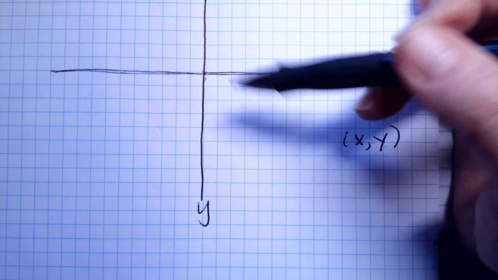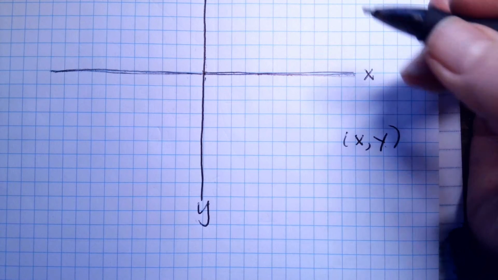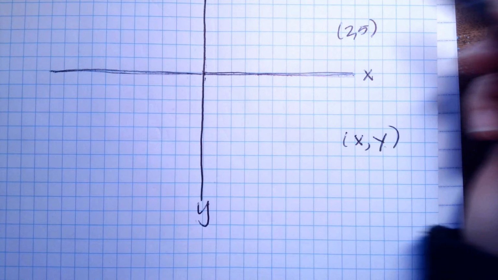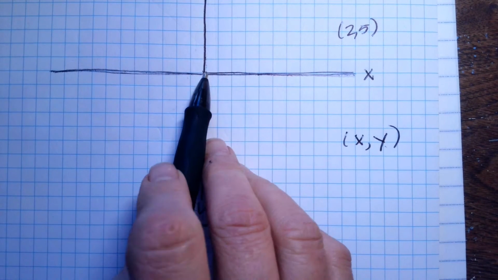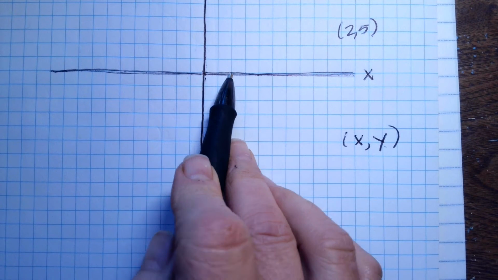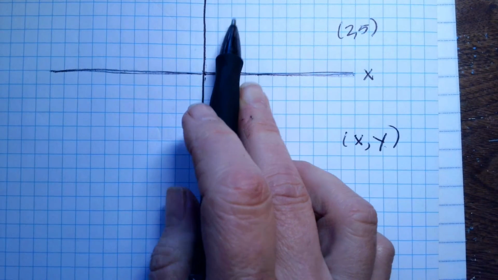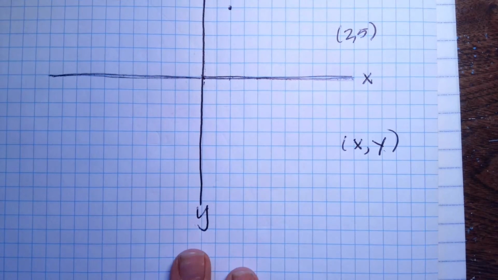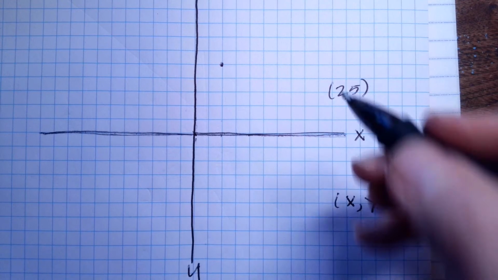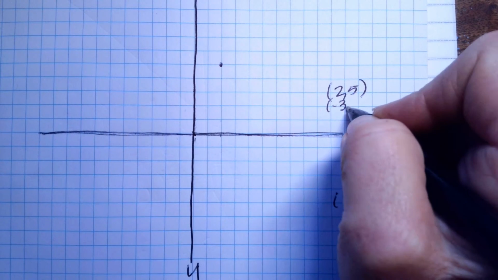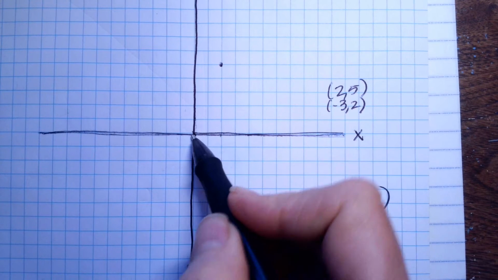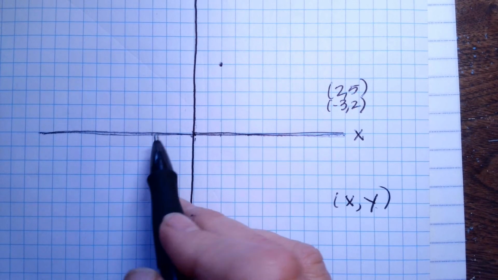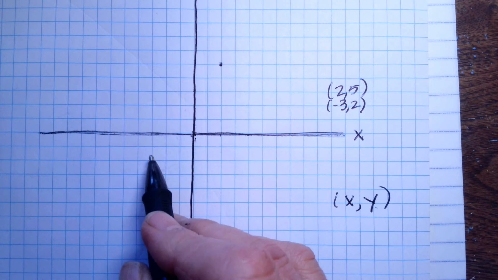So we'll do the examples that she gave, which were 2 and 5. You're going to go over 2 and up 5: 1, 2, 3, 4, 5. And then you're going to put a point there. The next one is negative 3 and 2. You're going to go over to the left 3: 1, 2, 3, and then up 2: 1, 2.